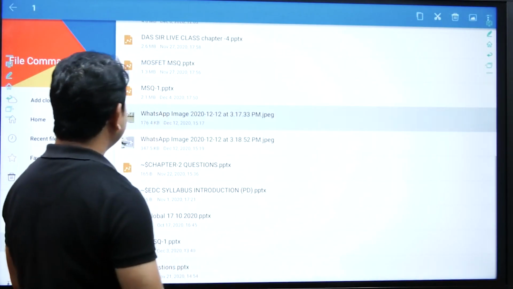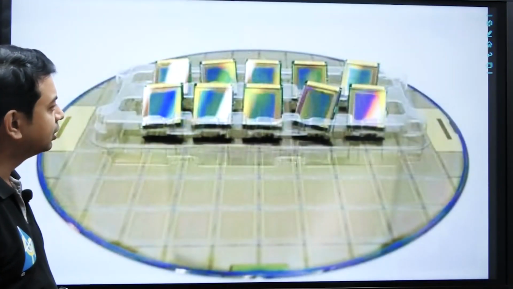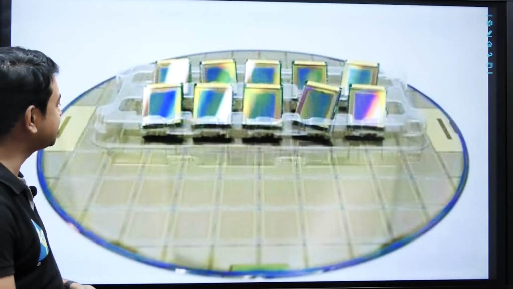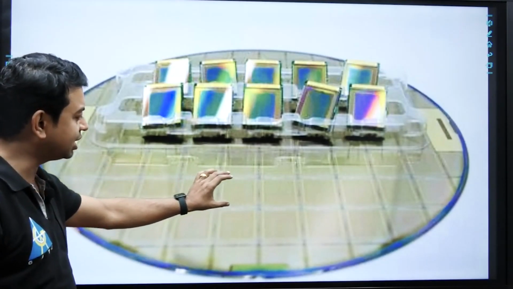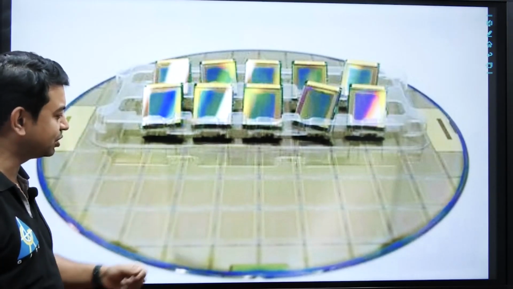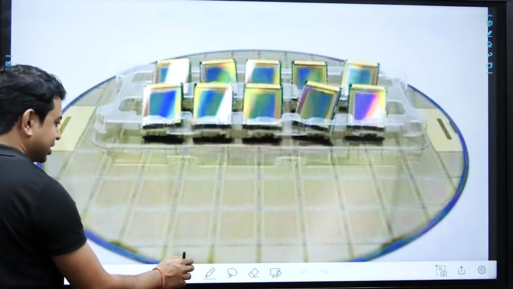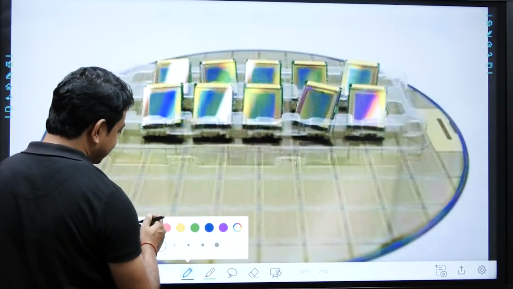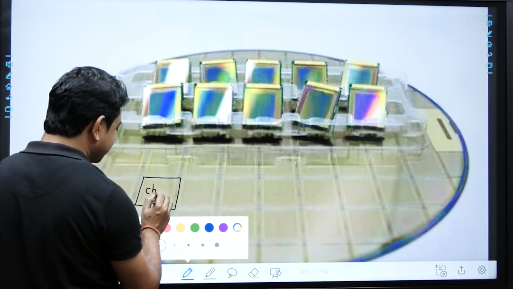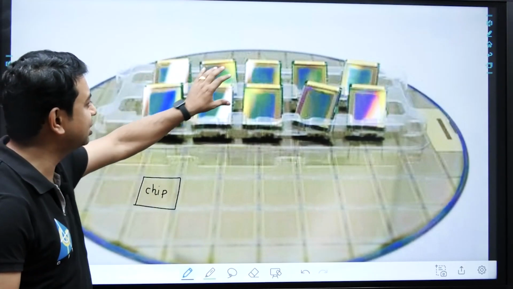So we just understood that. Can you have the idea of this one? What is this one? This is the wafer, and inside this wafer we can see there are small boxes, and these small boxes are actually called chips. And a large wafer has so many chips like this.